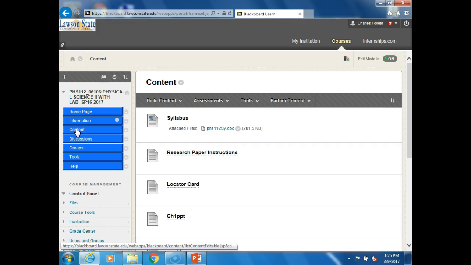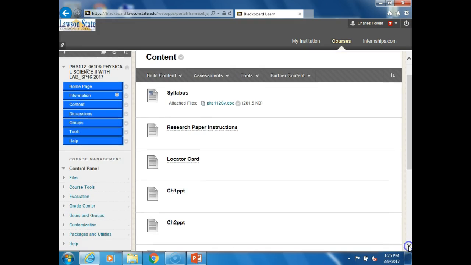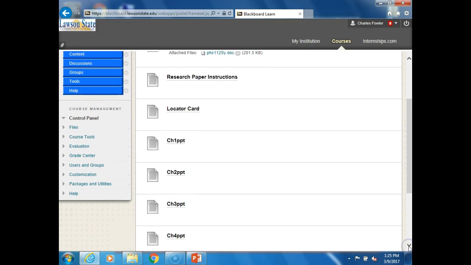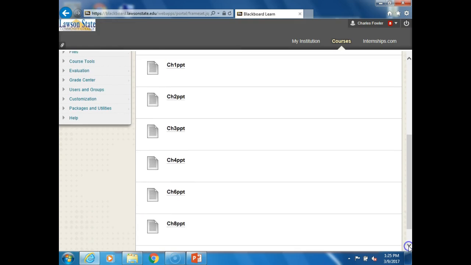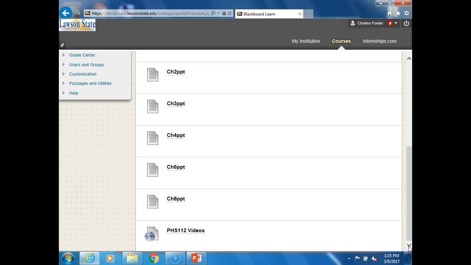Research paper instructions. I've corrected those that we talked about last time, and those are out there. My locator card, I've corrected that. It's out there. The Chapter 1 PowerPoints that we did last time and will continue doing today, they're out there, as well as Chapter 2 PowerPoints, 3 PowerPoints, 4 PowerPoints, 6 PowerPoints, and 8 PowerPoints. But then at the very bottom, you'll see Physical Science 112 videos. Okay?